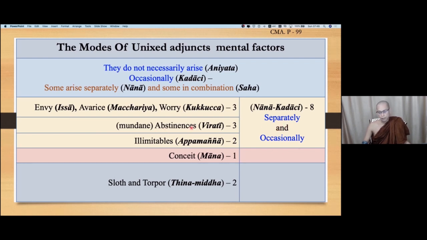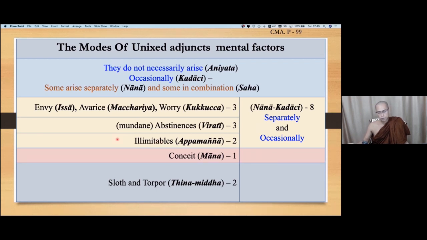Then in the mundane level, the abstinence mental factors arise separately and occasionally. We already mentioned that, and about the illimitables too. When one focuses on beings with suffering and develops compassion, at that moment only compassion arises and not appreciative joy.